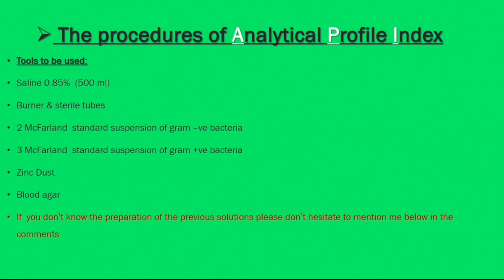The procedure of Analytical Profile Index. Before talking about the procedure, we should know the tools to be used: saline 0.85%, burner and sterile tubes, 2 McFarland standard suspension of gram-negative bacteria, 3 McFarland standard suspension of gram-positive bacteria, zinc dust, and blood agar. If you don't know the preparation of the previous solutions, please don't hesitate to mention me below in the comment, and I will reply in detail.